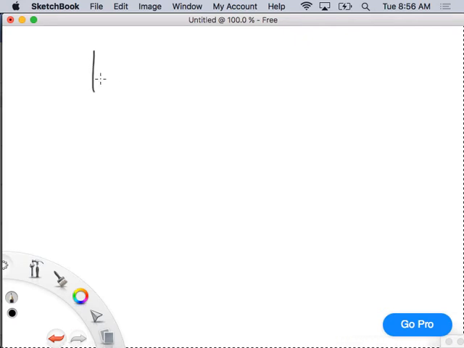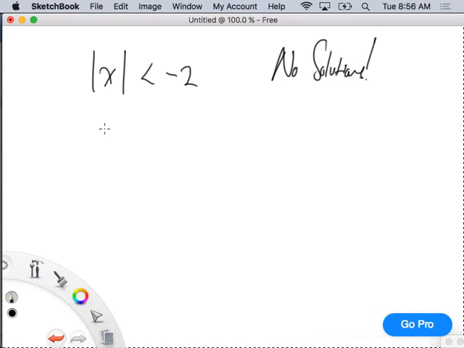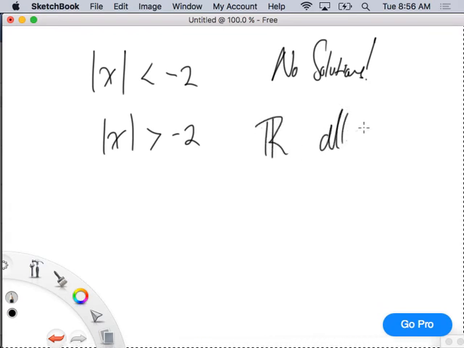Okay? What about if I have absolute value of x is less than a negative number? Can absolute value ever be negative? No. So what is this? No solutions. Okay. What about absolute value of x is greater than a negative number? All real numbers. And that's how you write that. That R with that double line there. Or all real numbers. Okay, because there's nothing I can plug in there that would ever be less than negative 2. So everything is going to be greater than negative 2, no matter what I plug in.